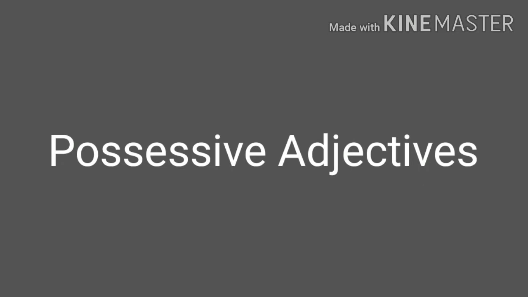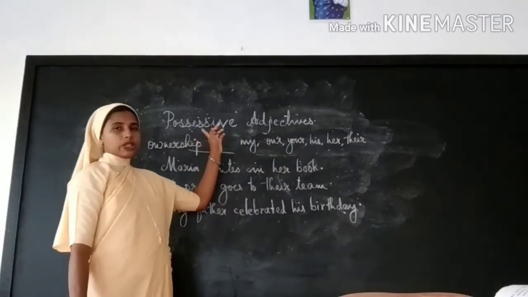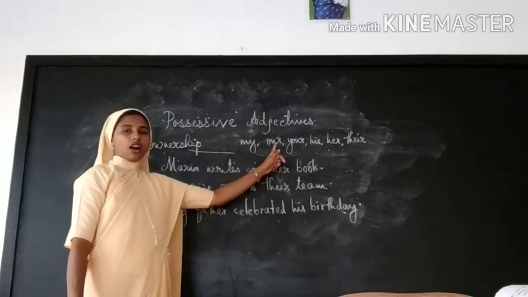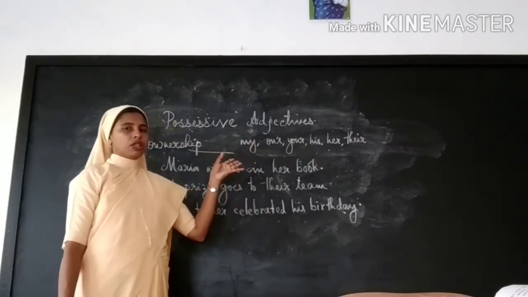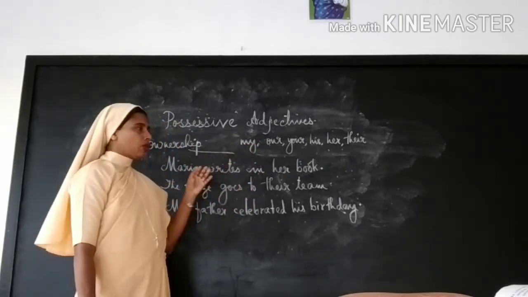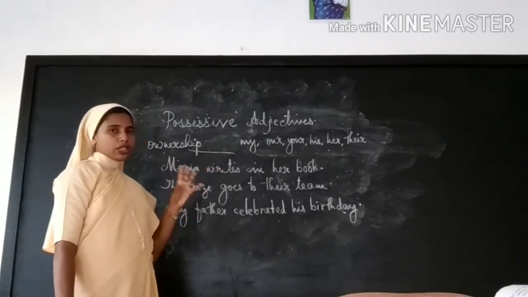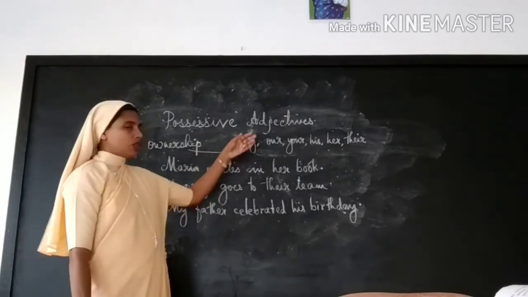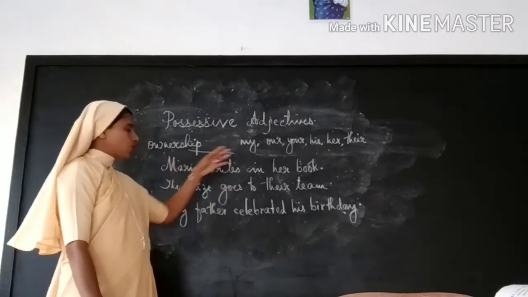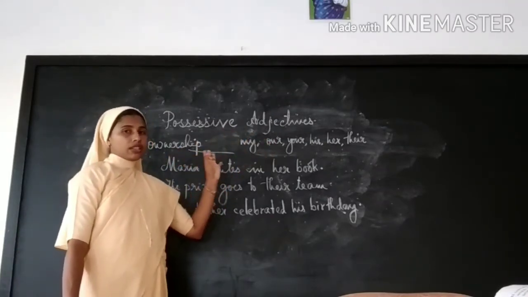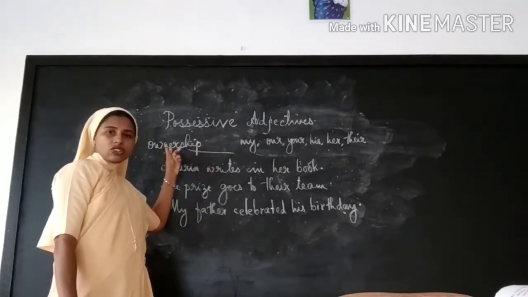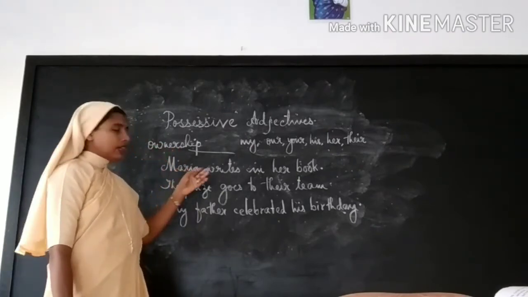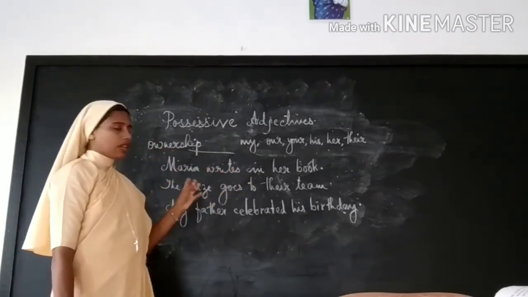Understood? The last type of adjectives are possessive adjectives. Possessive adjectives are my, our, your, his, her, and their. All these are formed from personal pronouns. Already we heard what personal pronouns are: first person, second person, and third person. And all these are formed from that only. It qualifies the nouns that are used in a sentence. At the same time, it shows ownership or possession. And it will be clear when we discuss the examples.